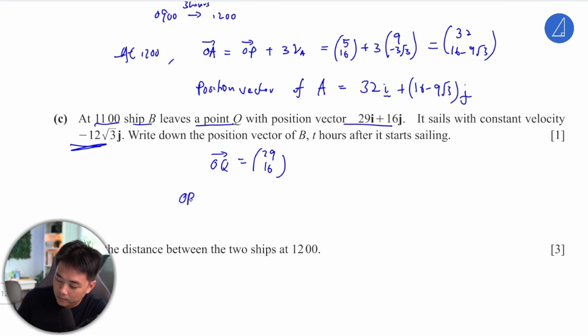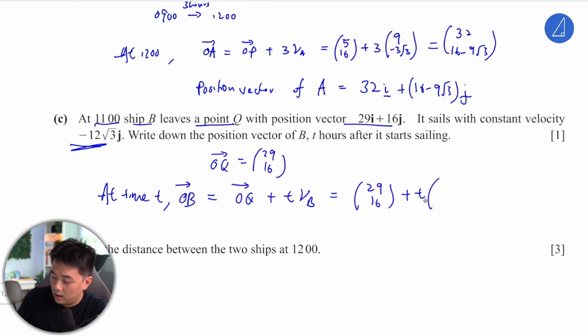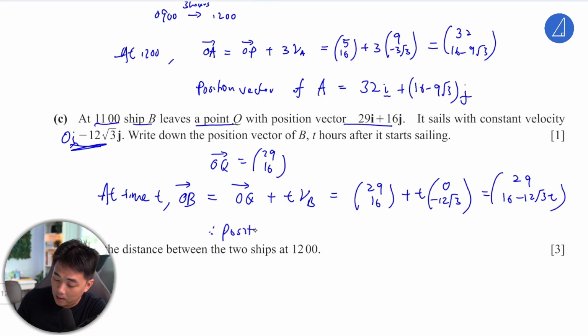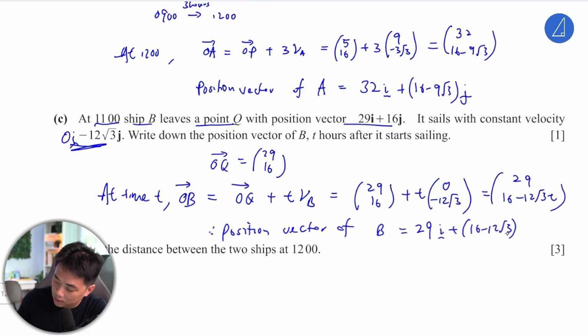Essentially OB at time t will be OQ plus t times the velocity VB. OQ is 29i plus 16j, plus t times VB, which is 0i minus 12 root 3 j. So this will be 29i plus 16 minus 12 root 3 t j. Hence the position vector of B is 29i plus 16 minus 12 root 3 t j.